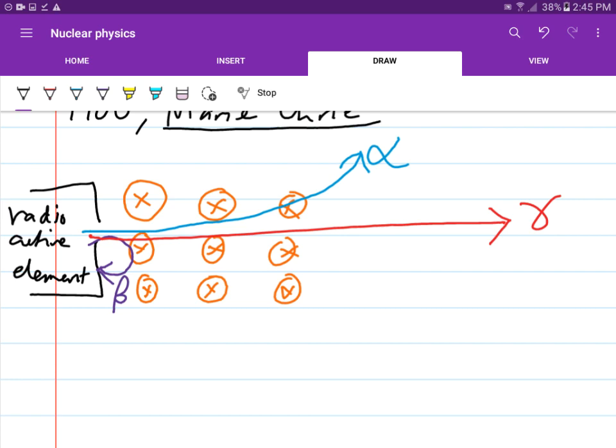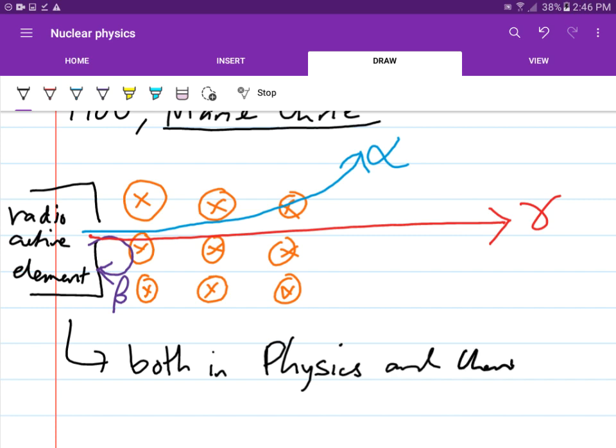She won a Nobel Prize both in physics and chemistry for her discovery of these three radiations. But sadly, she was exposed to a high dose of these radiations, and she died from cancer.